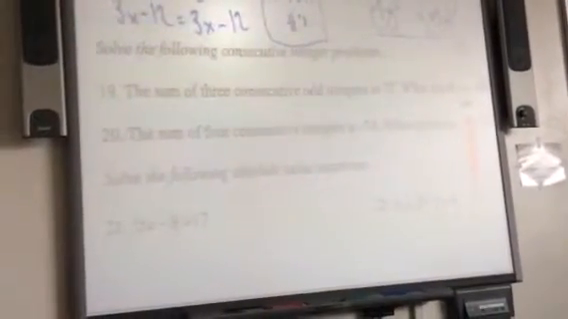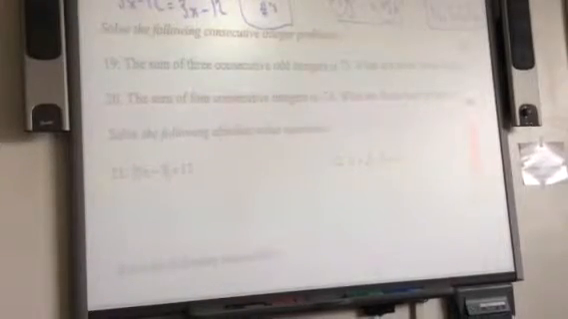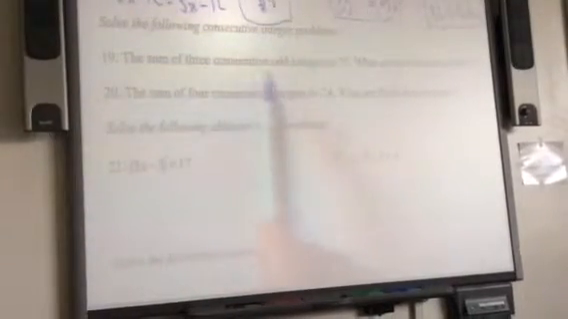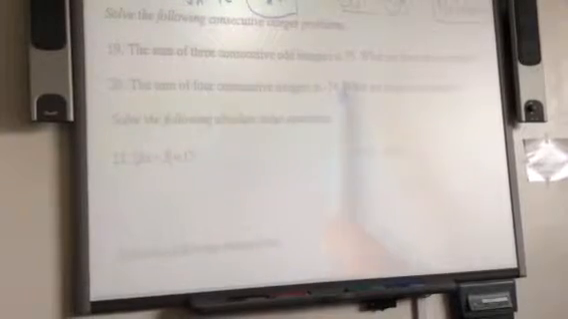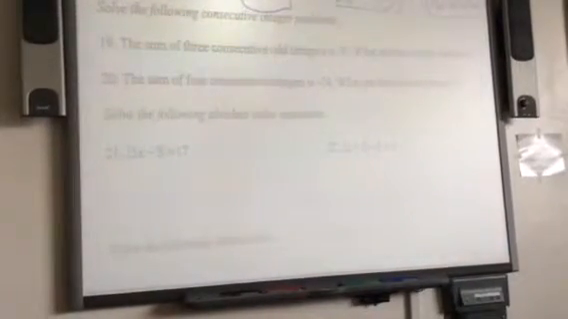A few here, and these are a little tricky. Solve the following consecutive integer problems. So the first one says the sum of 3 consecutive odd integers is 75. What are those 3 integers?